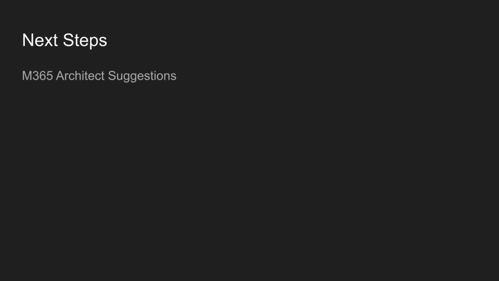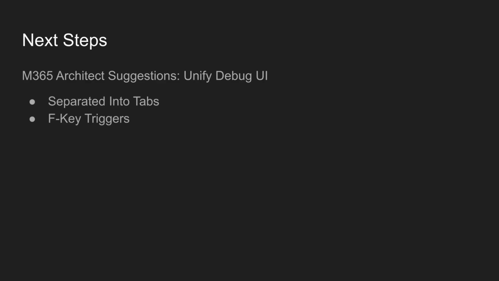After conferring with the M365 architect, it suggested doing kind of a unified UI where we would have tabs and hotkeys for each of the core debug layers so that we could quickly toggle them on and off, as well as get good console logs through the process.